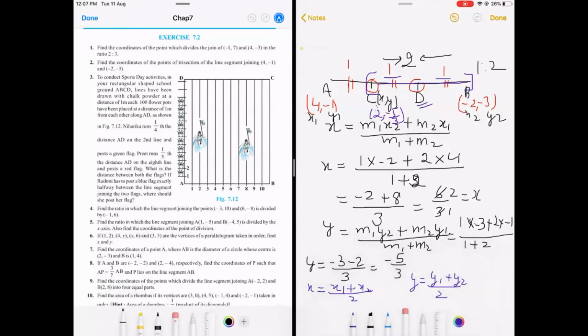So by putting the values, x1 is 2 and x2 is -2, over 2. So it is 0 upon 2, or we can say x is equal to 0. Similarly, we can put the values for y.